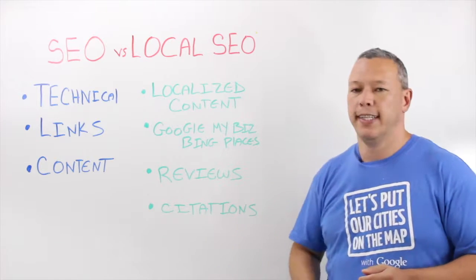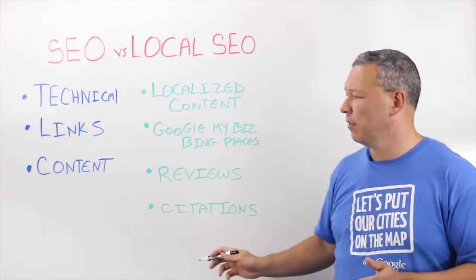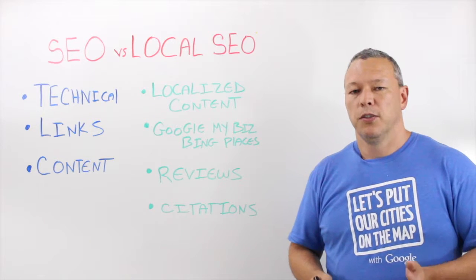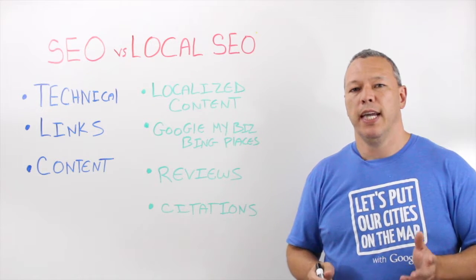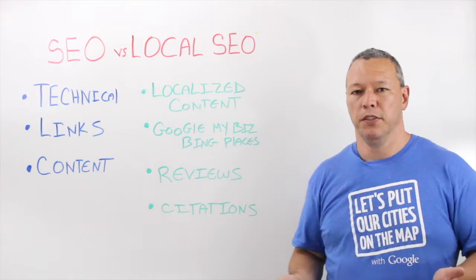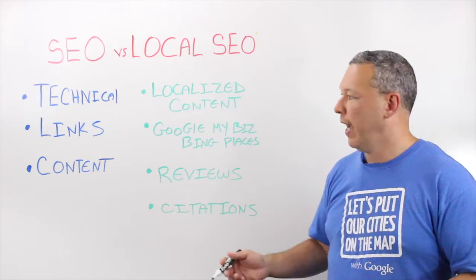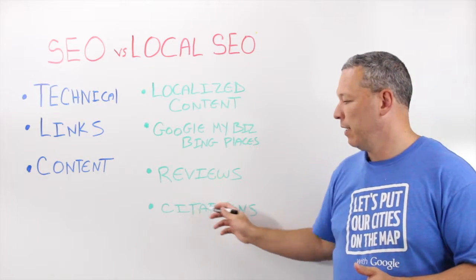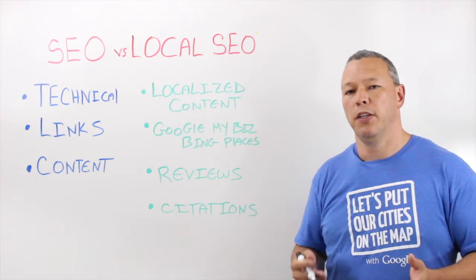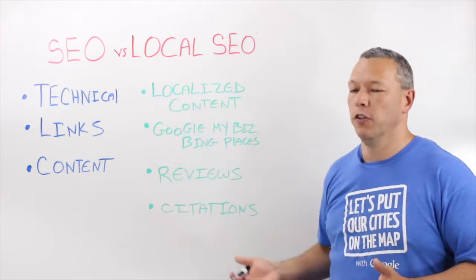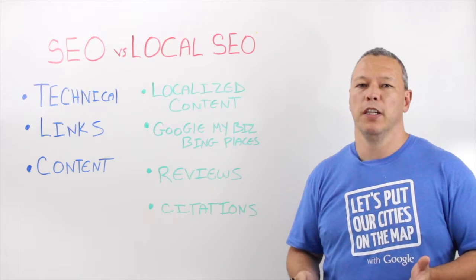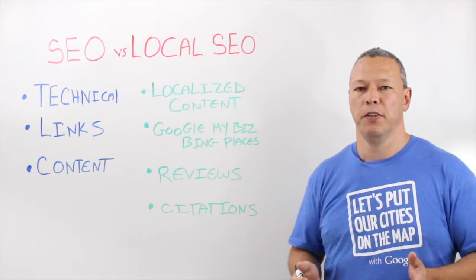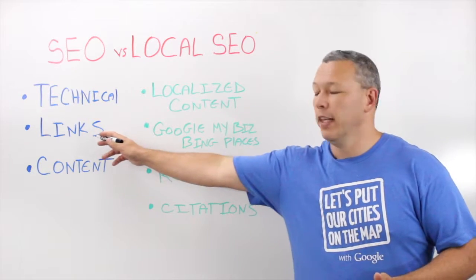Lastly, we're going to cover citations. Now, citations are similar to links, but they do not have to be links. So a citation is basically a mention of your business somewhere online, and it may or may not have a link attached to it, but it is a mention of your business. And why did I use citations instead of links for local SEO? Well, the search engines realize that a local business may be a great business, may be very popular in the area, but they may not be very good at link building.